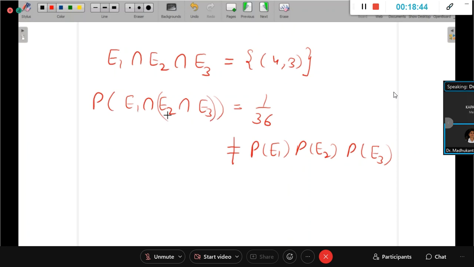So I can say also that E1 is not independent of E2 and E3, and E1 and E2 is not independent of E3. And what is the purpose of showing this example? They are pairwise independent, but may not be all of them together independent.